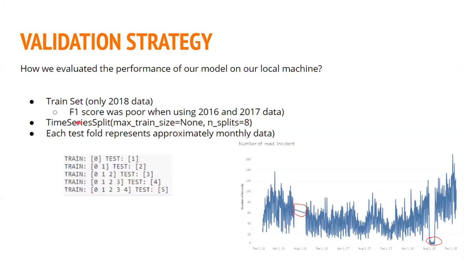So using this time series split, we had a very similar F1 score to what we had on our leaderboard. So we were like, oh, our validation strategy is okay. Let's try different experimentation on our work.